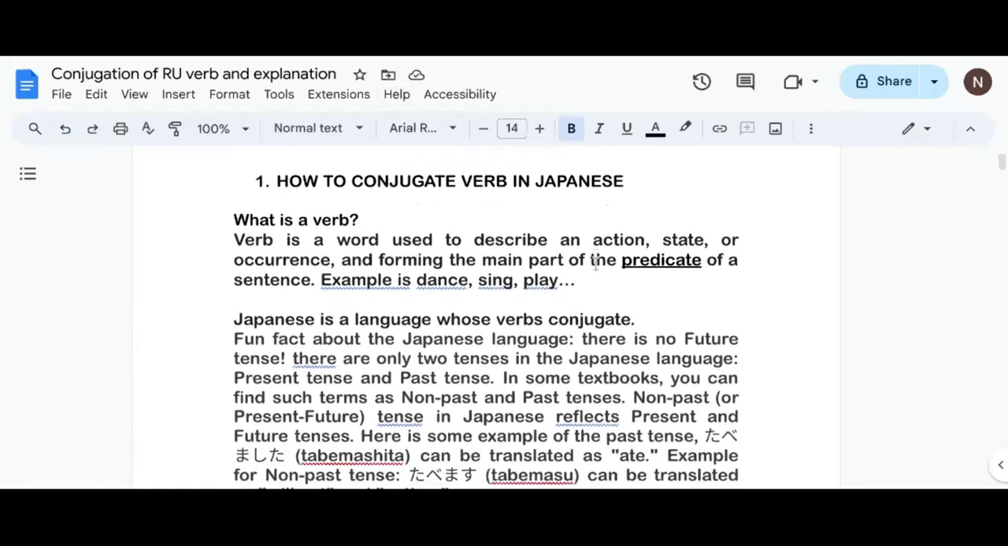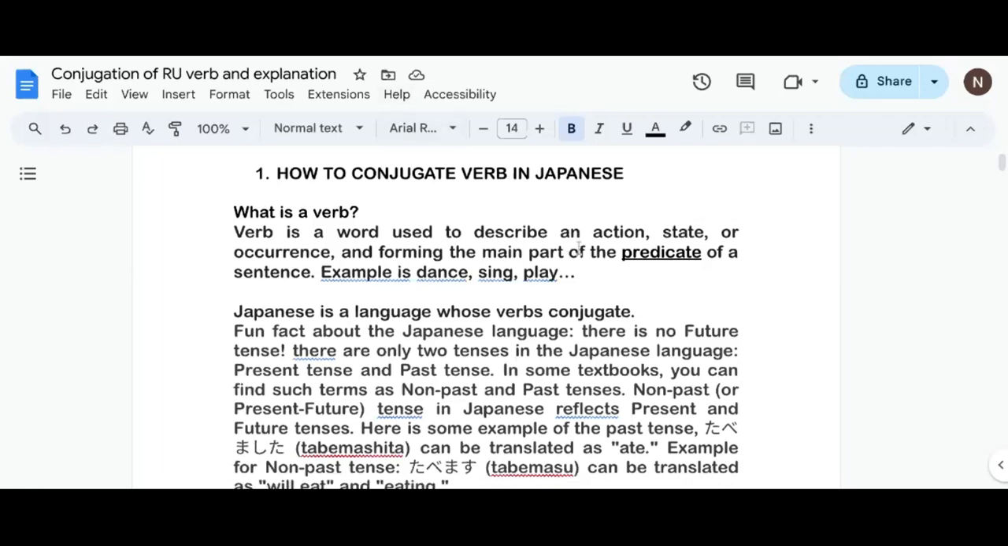But first, let us remember again what a verb is, because verb is important in a sentence. Verb is an action word. It describes action, state, and occurrence. Verb is a word used to describe an action, okay? Remember this. Anything that is action is a verb, or state or occurrence, and it forms the main part of the predicate of a sentence.